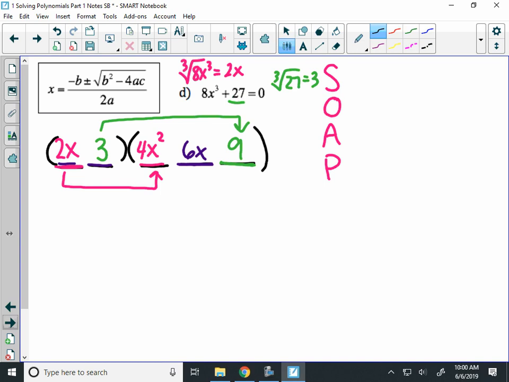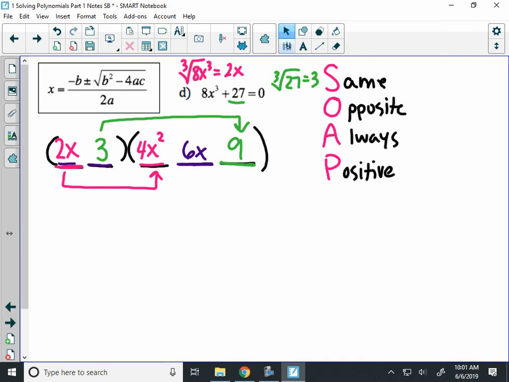So now here's where SOAP comes in. SOAP stands for same, opposite, always positive. Now what that stands for is the signs.